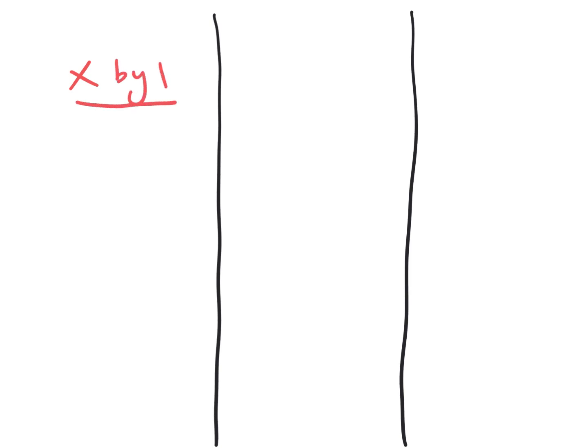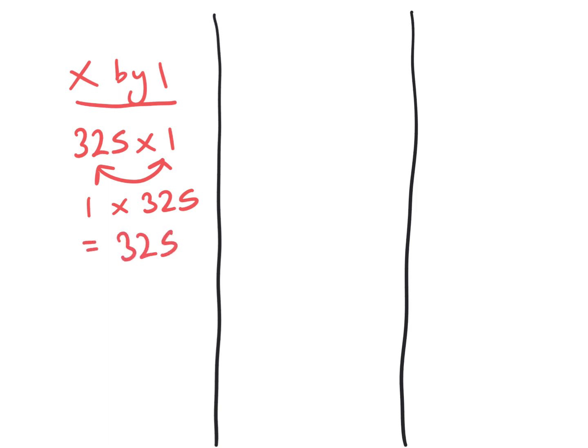So this is the same as saying one lot of something. So if I take the number 325 and I multiply it by 1, it's exactly the same as if we flip it round and say one lot of 325. And that's why we always end up with the same original value. Okay, so it's like saying I've got one box with 325 marbles in it. How many marbles do I have altogether? Well, I have 325.